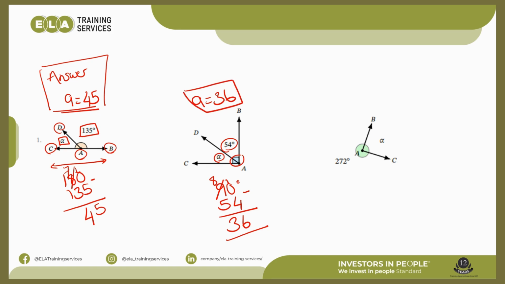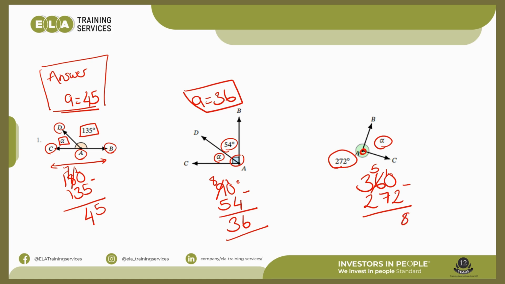Lastly, we have 272 degrees and we need to work out A. Now this time it's around a point. So angles around a point add up to 360. Take away the angle we're given, 272. We can't take 2 from nothing, so we have to borrow. 6 becomes 5, 0 becomes 10. 10 take away 2 is 8.